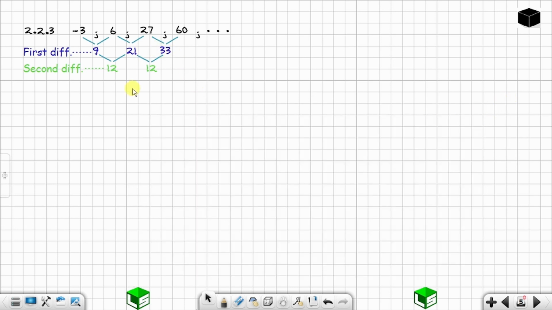Okay, if you pay attention, when you look at the first differences here, they have a common difference of 12. Do you understand that this is actually an arithmetic sequence because it's got a common difference, and the common difference is 12? This is a quadratic sequence and this is an arithmetic sequence. It's 12, 12, 12, 12.